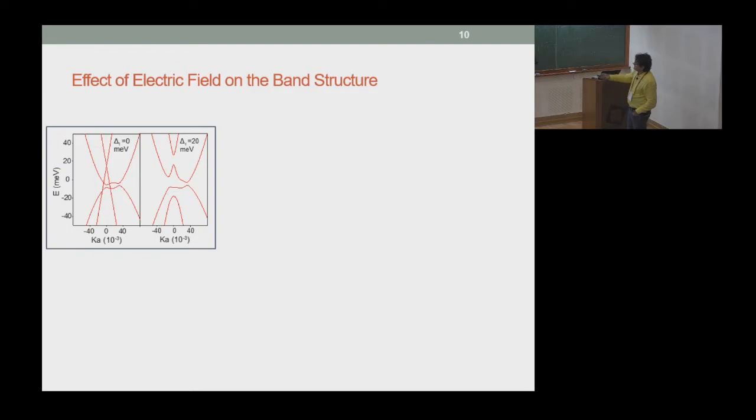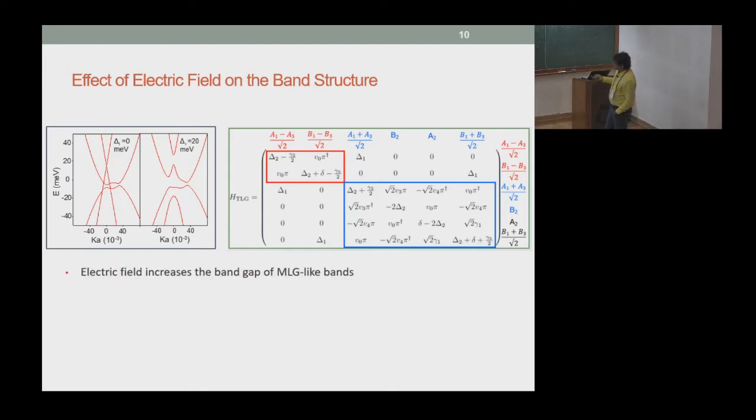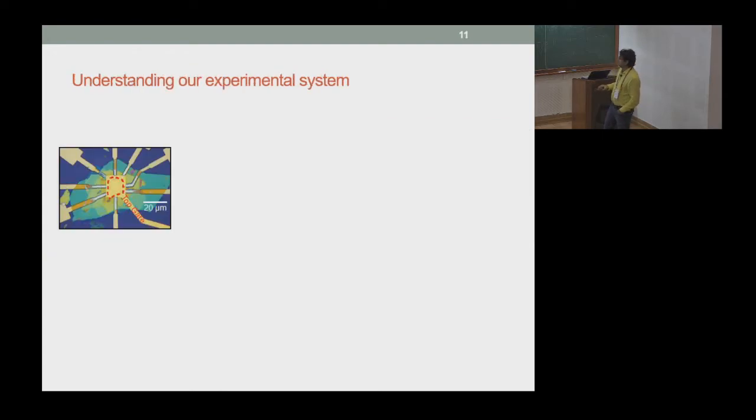And if you have these bands, the three layers are protected by mirror symmetry about the central plane. The moment you apply an electric field, you will hybridize at these points. And that's sort of the consequence of this. So if you're interested in the Hamiltonian, this is the effective Hamiltonian of the system. This is the Dirac band with a mass term. And this is the bilayer-like Hamiltonian. And these off-diagonal blocks are the electric field, which couples these two and makes them hybridize. So the electric field is a powerful knob here as well.